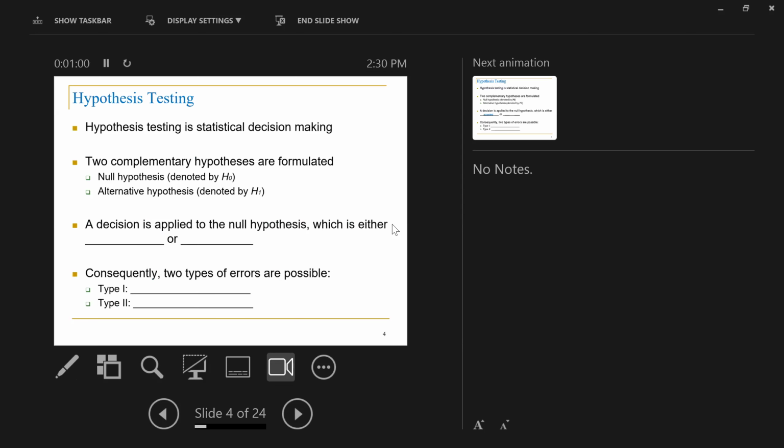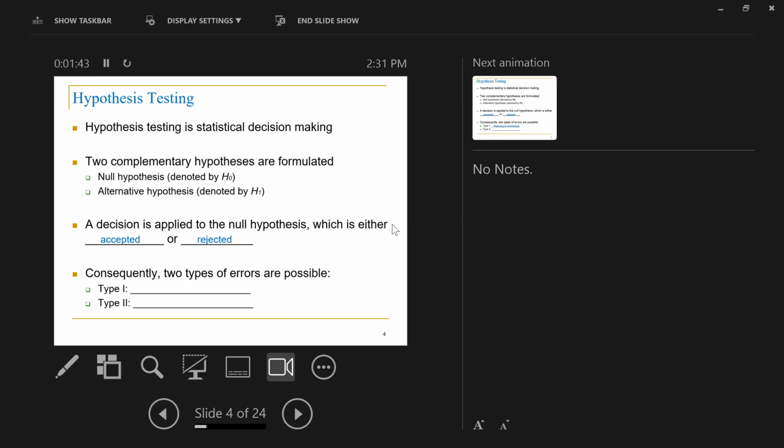So what is hypothesis testing? Again, as a review, it is a statistical decision-making tool in which you have two complementary hypotheses that are formulated: the null hypothesis and the alternative hypothesis. And a decision is applied to the null hypothesis, which is either accepted or rejected. I have professors who never use accepted. They say do not reject or reject, right? Because you're never 100% sure if you should accept the hypothesis or not. So you might see some textbooks using accepted, some textbooks not using accepted.